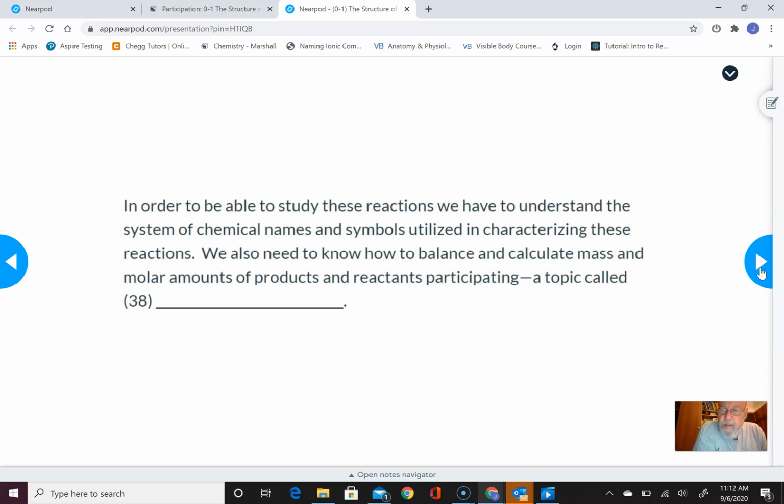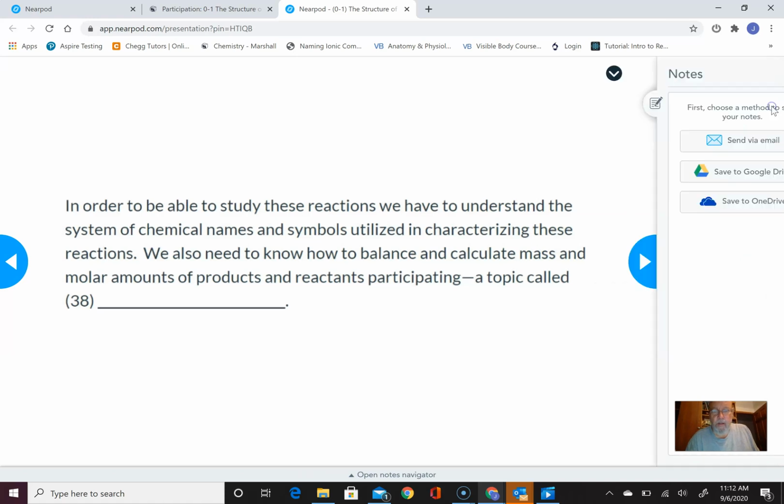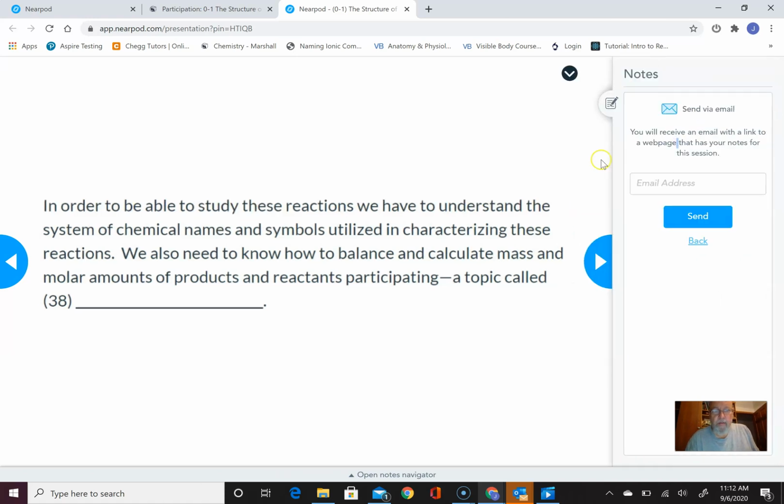Okay, so in order to be able to study these reactions, we have to understand the system of chemical names and symbols that we use, right? I can't write out a chemical reaction, no matter what type it is, without knowing something about the symbols and the chemical names that we have. And the other thing is that I also need to know how to balance and calculate mass and amounts of products and reactants participating. And that's going to be a topic called stoichiometry.